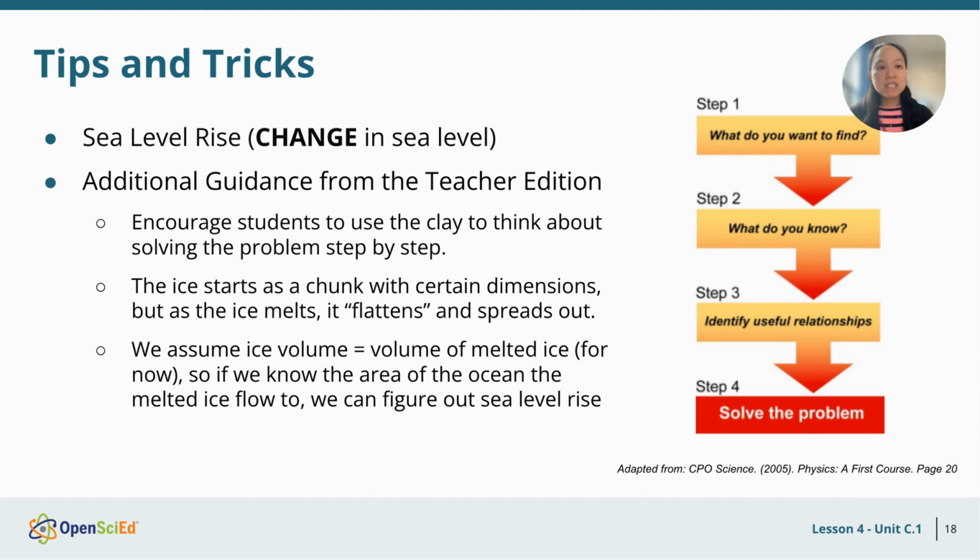This is where a physical model may be useful. The teacher edition suggests using a chunk of clay to represent the ice sheet, and then flattening the clay to represent melted ice spreading out over the ocean. In this lesson, we assume that the volume of melted ice is equivalent to the solid ice volume. Once students understand the concept of density in lesson 9, you may want to have a brief discussion about how the volume of melted ice is slightly less than the solid ice volume at around 0 degrees Celsius.